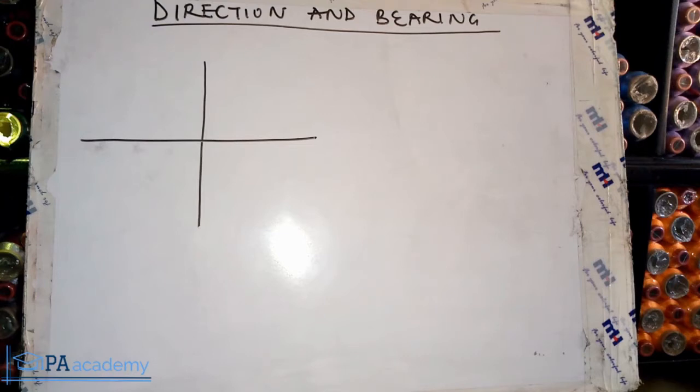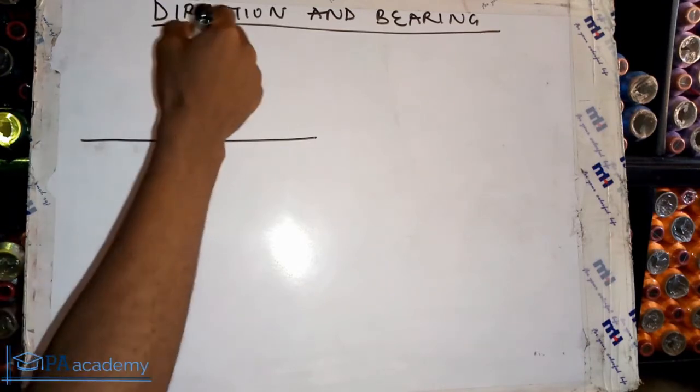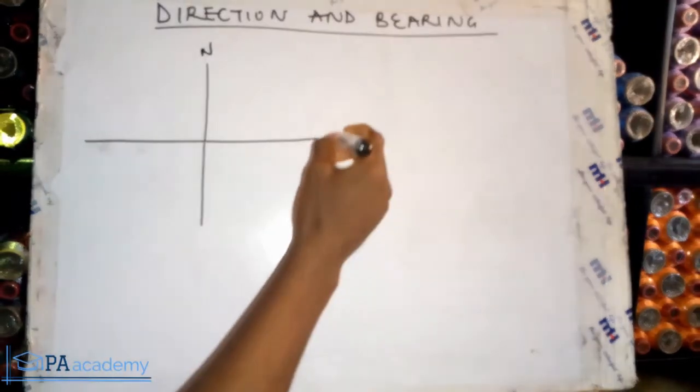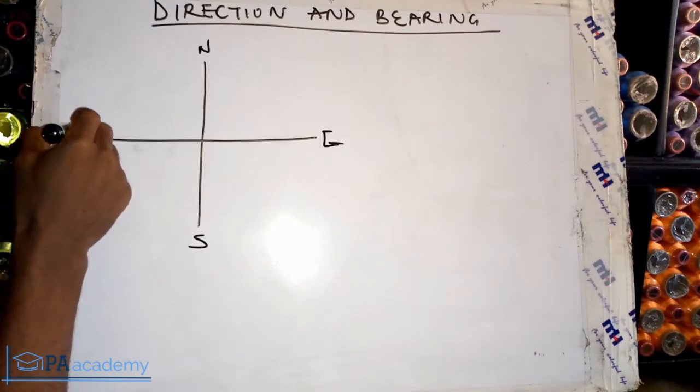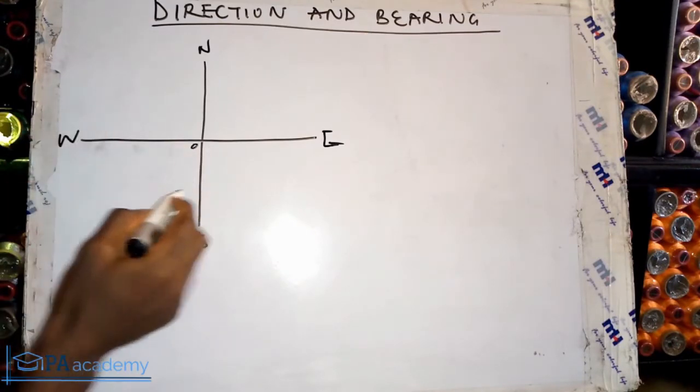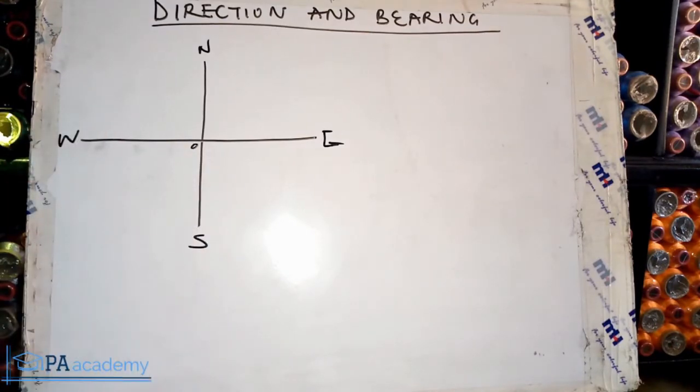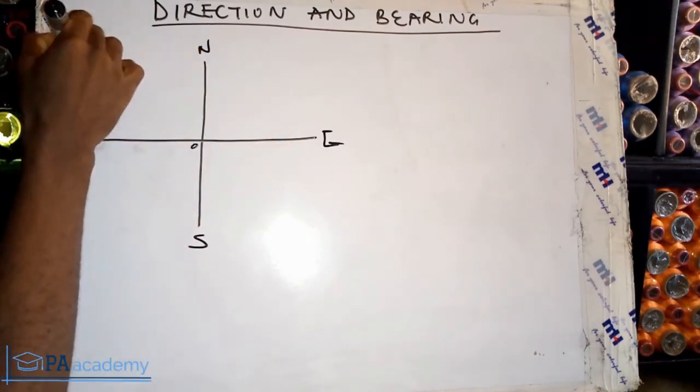So to start with, you are going to be looking at direction. What I have on the board that looks like a plus is what we call the 4 cardinal points. So this represents the north, this represents the east, this represents the south, and this represents the west. So let's call this point O. If you have something like this, we are looking at direction.